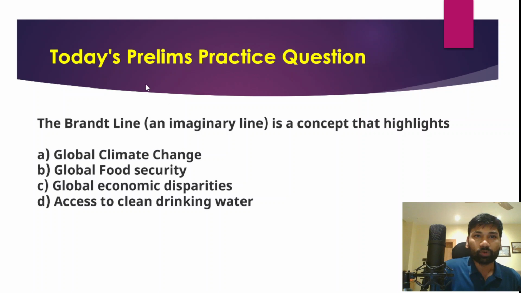Now today also I have one prelims practice question. This is also a very important question because it is in the news very often. So the Brandt Line, it is also an imaginary line, is a concept that highlights which of the following: A. Global climate change, B. Global food security, C. Global economic disparities, and D. Access to clean drinking water.